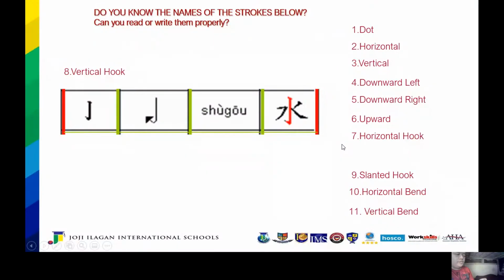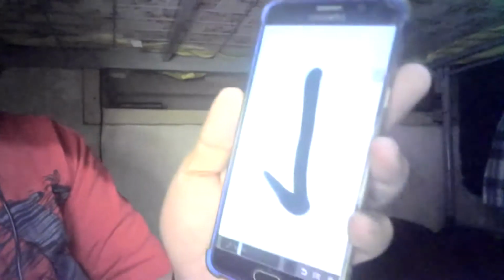Okay, next is the vertical hook stroke or shuko. It's just a vertical line, then you put a hook like going upward, so upwards to the left. So let's show you how to write that one. Okay, shuko. If you're still following, you're seeing my phone here. It's just a vertical stroke, then ganon.